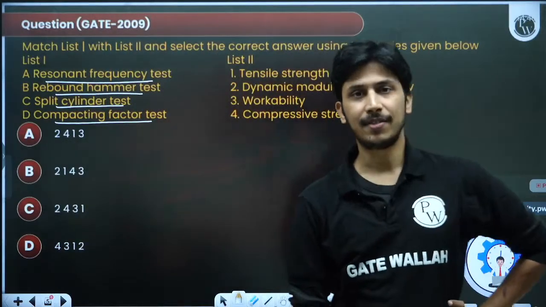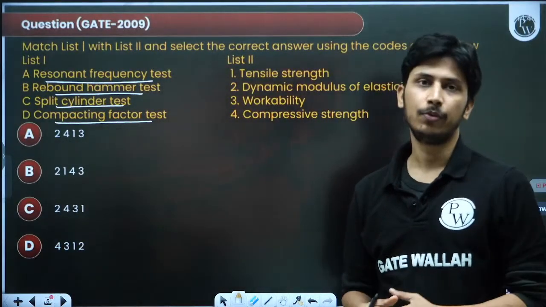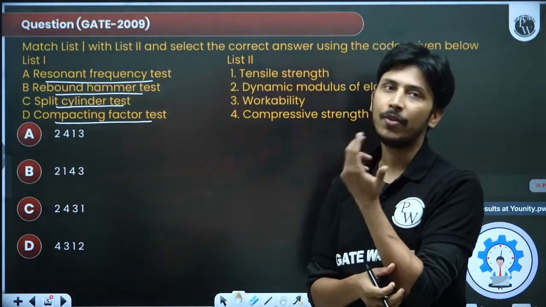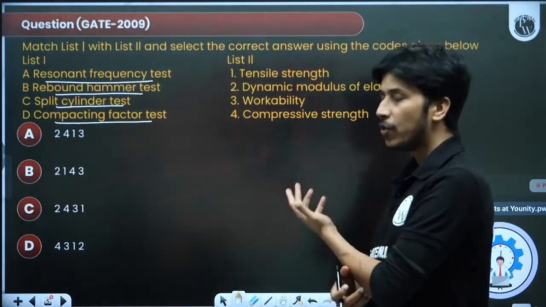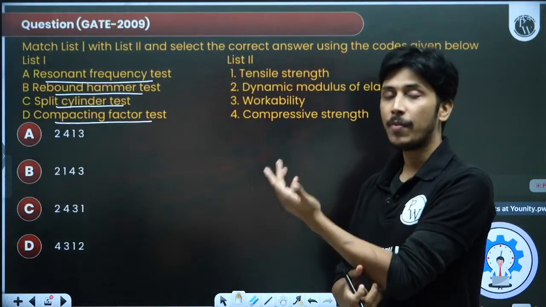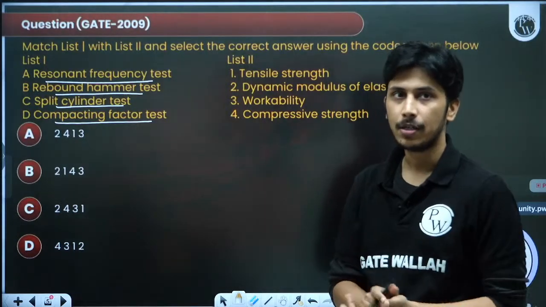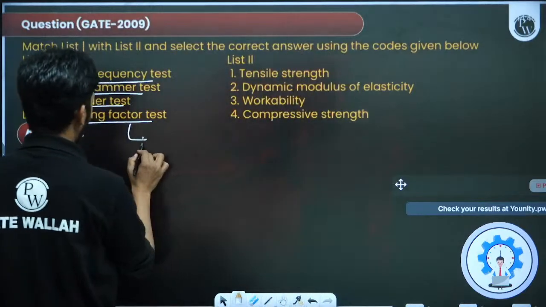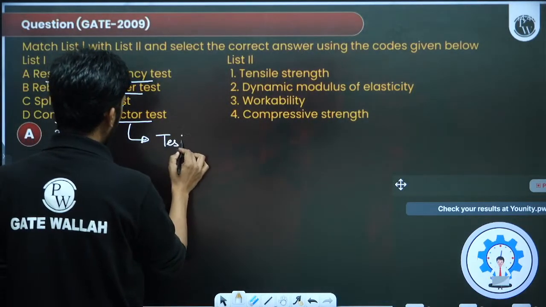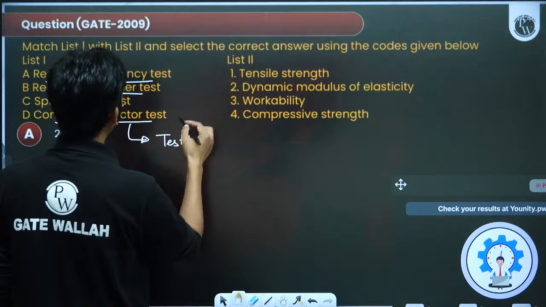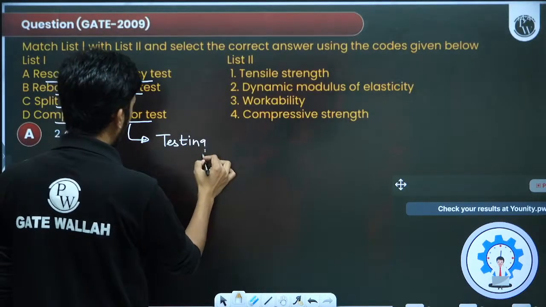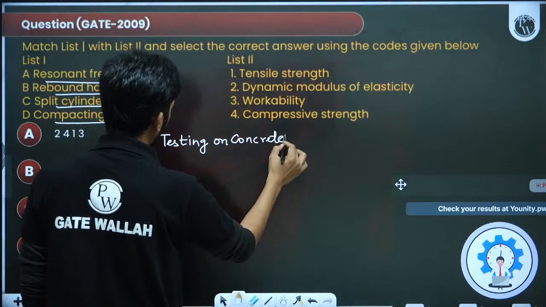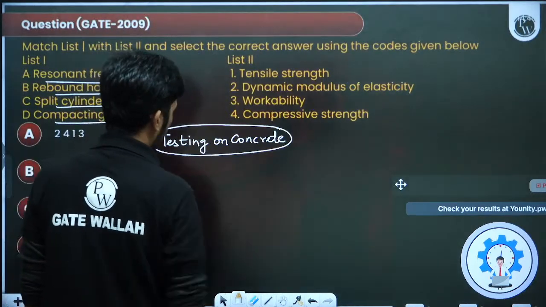Whatever the GATE has done, on that basis we can only do. Because GATE can do anything, na? If GATE does something for the first time, it can do anything. So whatever they are doing from the last 10 to 12 years, that we are going to analyze. So here you will say that testing on concrete is asked. They are concentrating on testing on concrete from the last 10 to 12, or I will say 15 years, because this question is from testing on concrete.